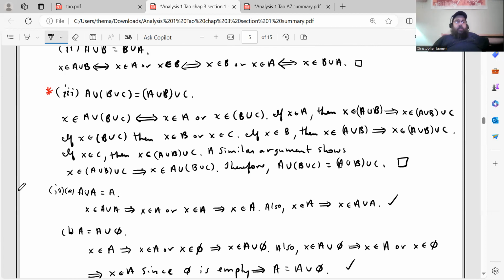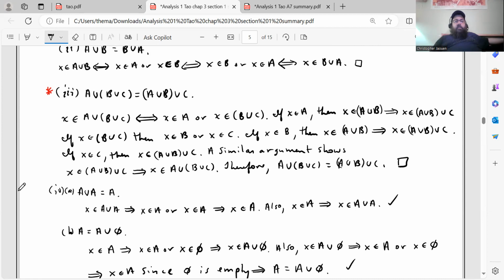So here's mine. X is an element of A union (B union C) if and only if X is an element of A, or X is an element of B union C. If X is an element of A, then X is an element of A union B, which implies X is an element of (A union B) union C, where A union B is in parentheses first.